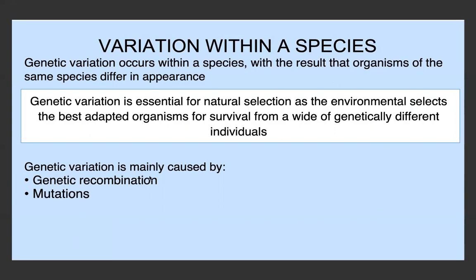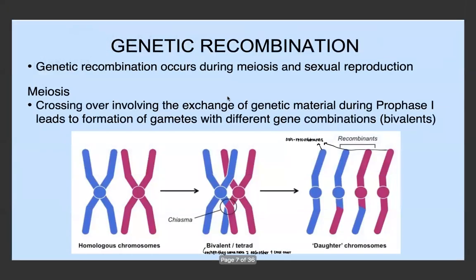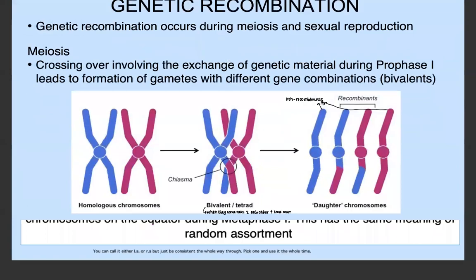Both of these we spoke about in previous videos: genetic recombination in the meiosis video, and mutations, I seem to remember, were mostly in the meiosis video and in the RNA video. So if we just have a quick recap, genetic recombination occurs during meiosis and during sexual reproduction. During meiosis, the homologous chromosomes cross over, forming bivalents, and we have some genetic recombination here.